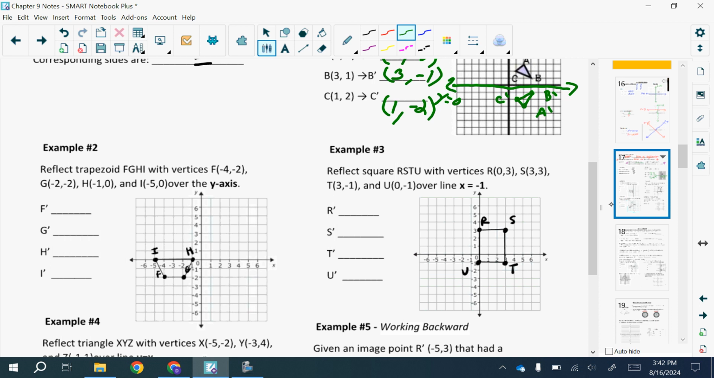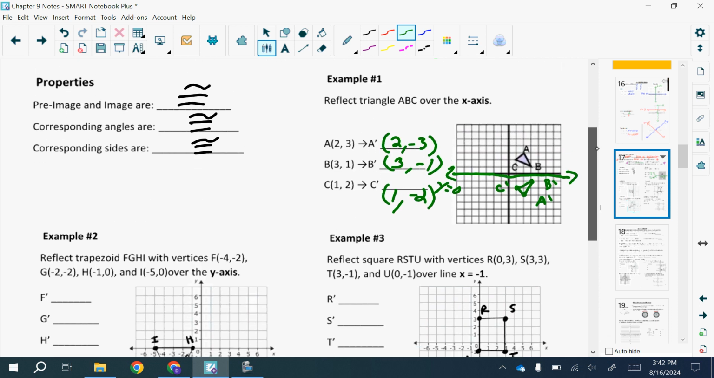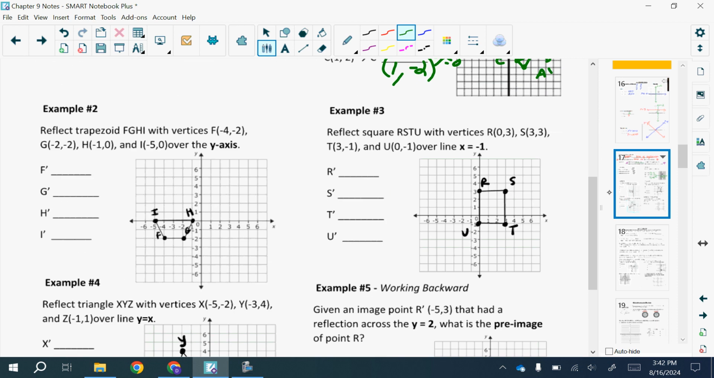Example 2, I'll leave to you. It's similar to example 1, except reflection over the y-axis. I will now go to example 3. It says reflect square RSTU with these vertices over the line x equals negative 1. So again, first, let's sketch our line of reflection, which, since it's x equals negative 1, is a vertical line.